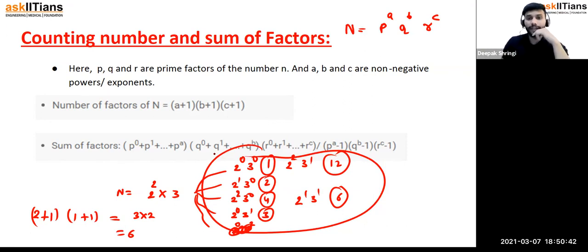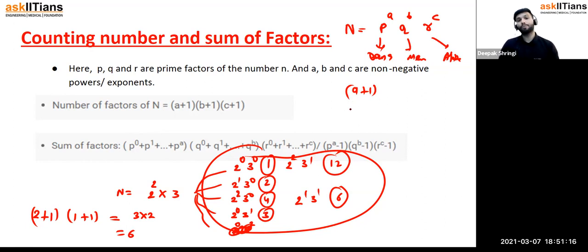In the same way, if a number's prime factorization gives you p power a, q power b, r power c, you can understand it like this: let's say p is banana, q is mango, and r is apple. So you have a bananas, b mangoes, and c apples. If I ask you to pick any number of fruits, in how many ways can you pick, you will say, sir, bananas I can pick in a plus 1 ways.